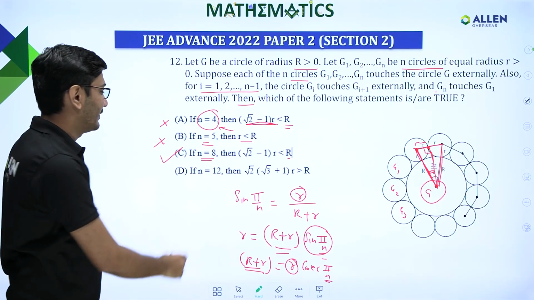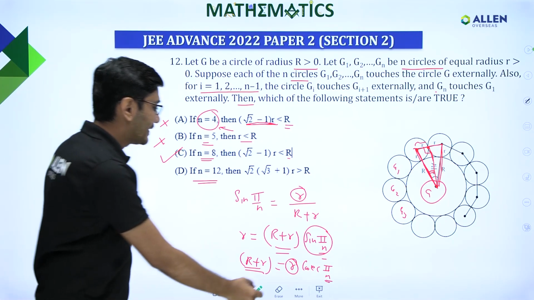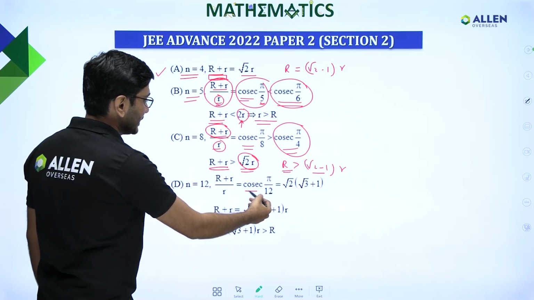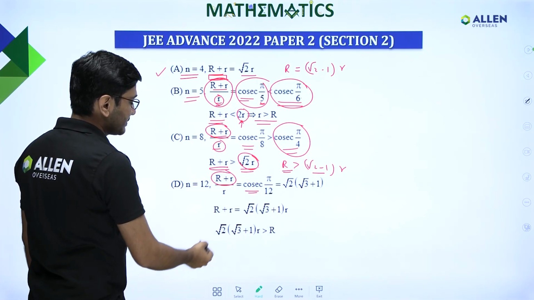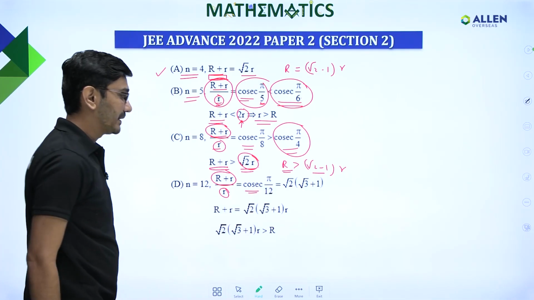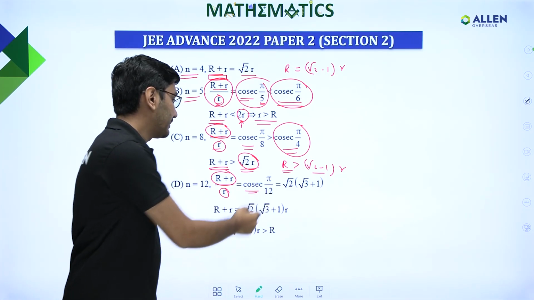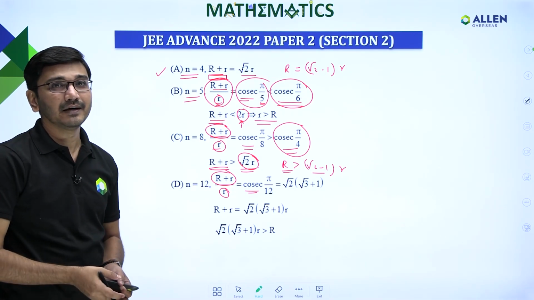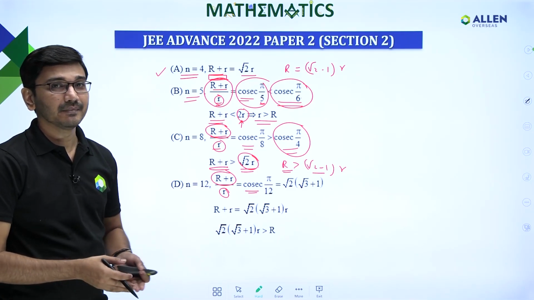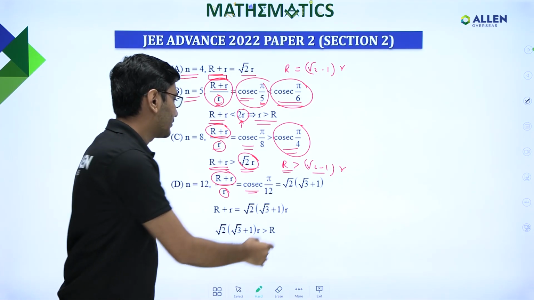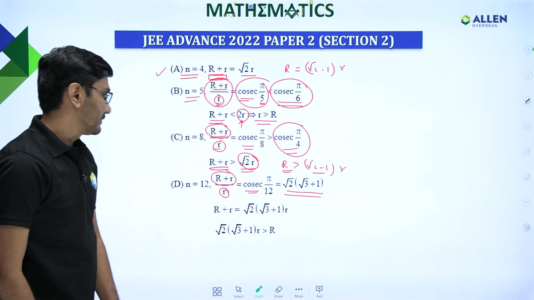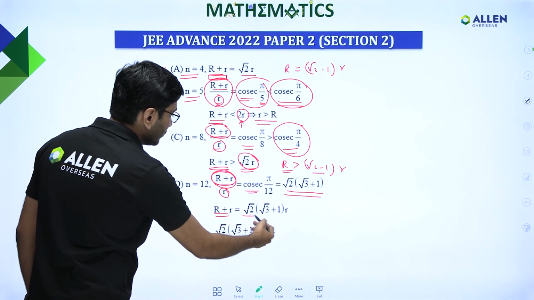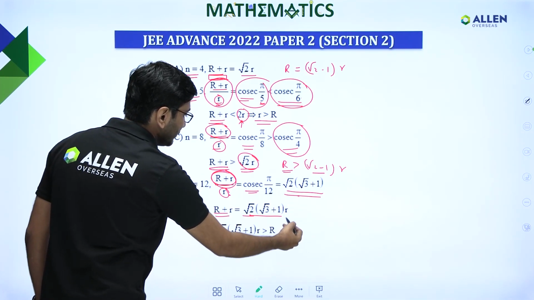And lastly, when n is equal to 12, again put this value n equal to 12 in this. So you will get here pi by 12. Just come back and see, you are getting cosec of pi by 12, and (capital R plus small r) divided by r will be equal to cosec of pi by 12. We very well know the value of cosec of pi by 12, because pi by 12 is 15 degrees. So sine of 15 degrees value we know, that is (root 3 minus 1) divided by 2 root 2. So cosec of pi by 12 we can calculate easily, that will be root 2 times (root 3 plus 1). So capital R plus small r value we will be getting as root 2 into (root 3 plus 1), and this r gets multiplied with this value.